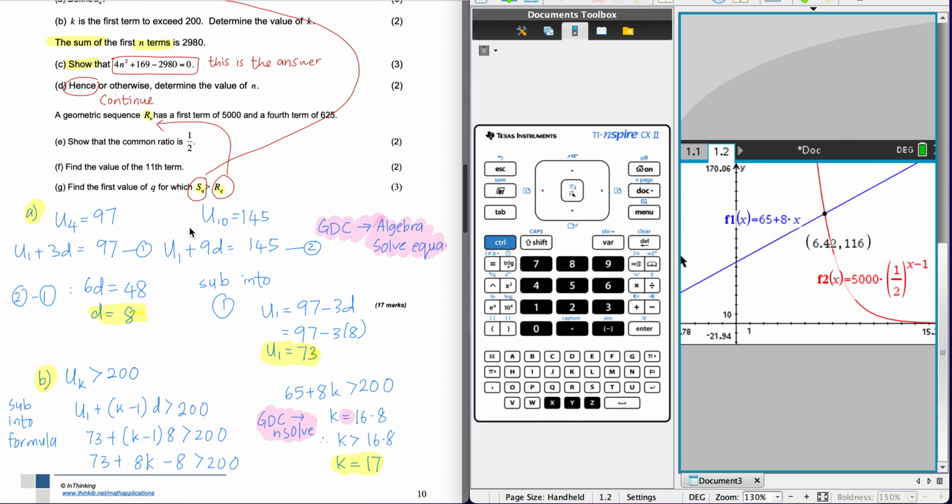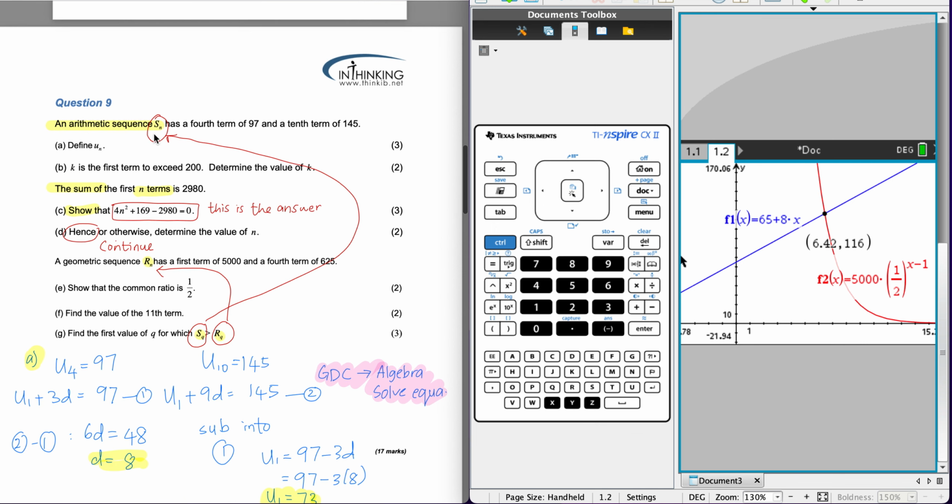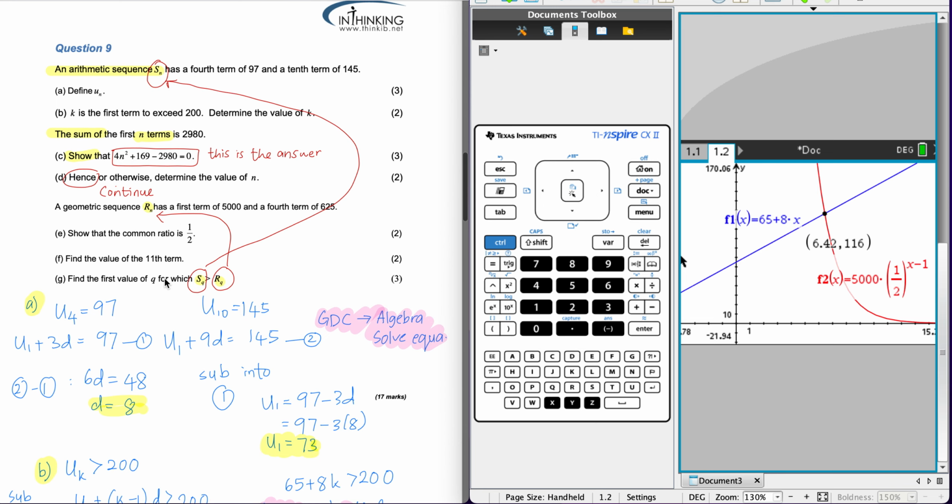Then, looking for the term, find the first value of Q for which SQ is greater than RQ. So maybe you put Q equals 7 in the arithmetic and Q equals 7 in the geometric, and then we must get the arithmetic bigger than the geometric. Okay.